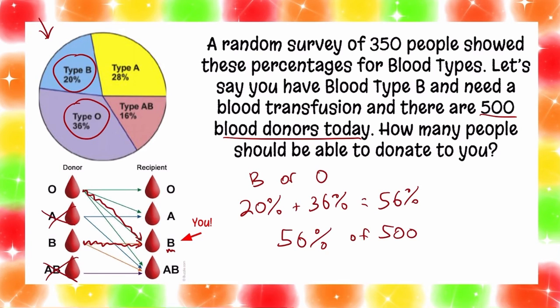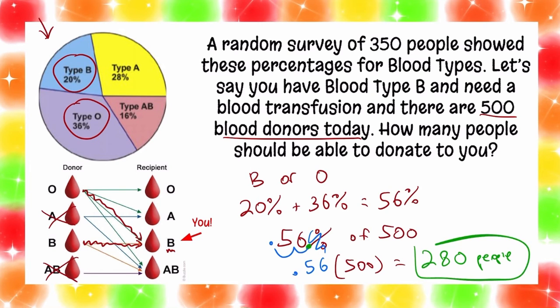To put this in your calculator, we need to change 56 into a decimal. There's our imaginary decimal point there. Boom, boom. It turns into 0.56. Multiply it by our population. And we put this in our calculator as 0.56 times 500. And we should get about 280 people from that group should be able to donate blood to you.